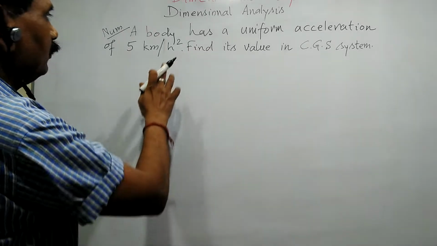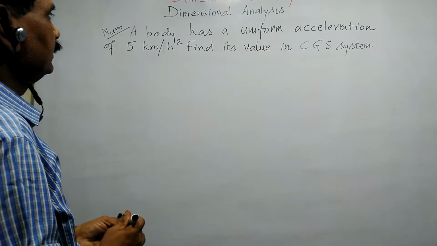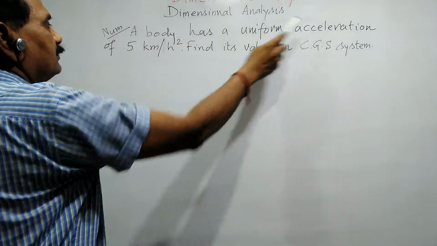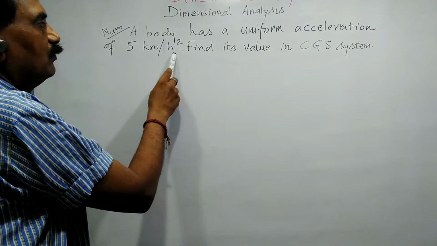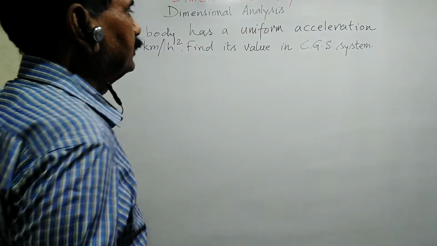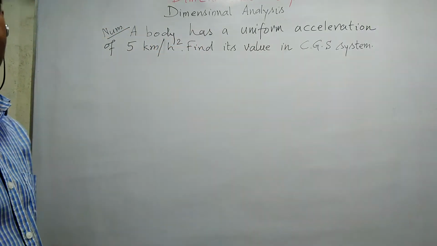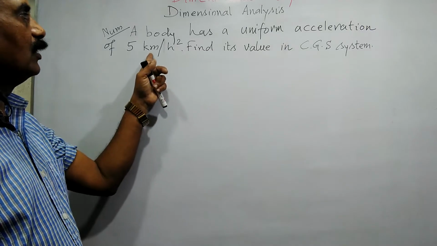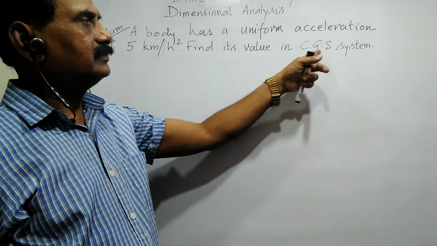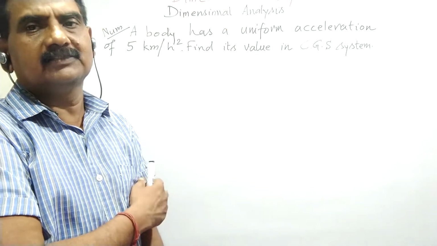Okay, students, now let us take another numerical problem. A body has a uniform acceleration of 5 km per hour squared. Find its value in CGS. The value of acceleration is given in kilometer per hour squared, and we have to convert it into the CGS system. We have to take the help of dimensional analysis.